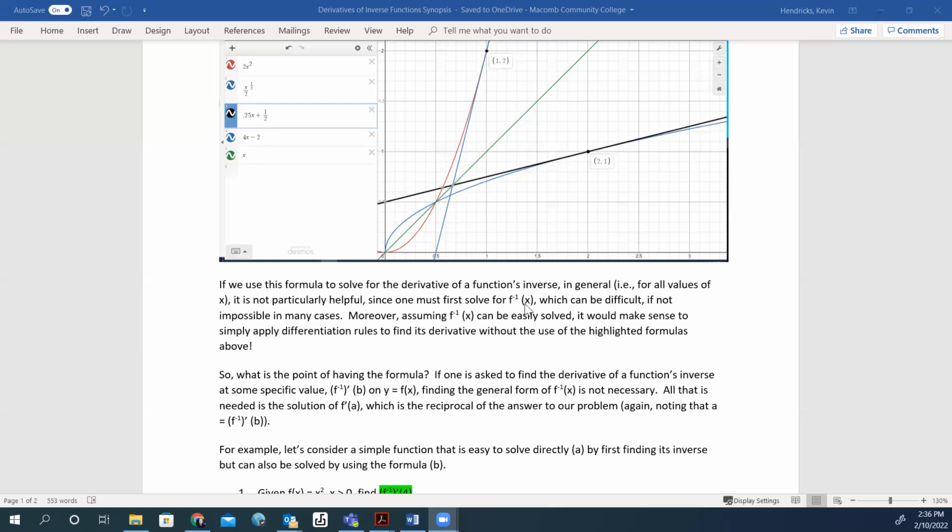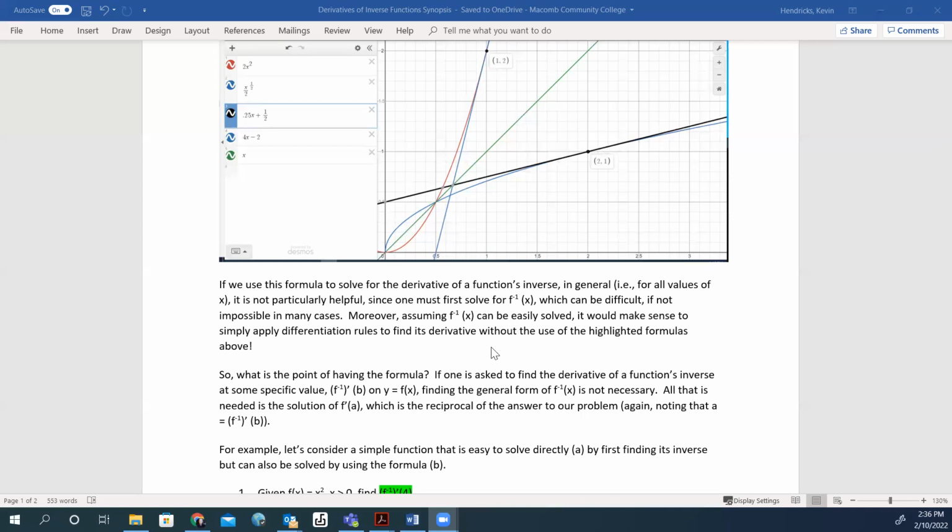We looked at a couple of examples this morning where it's very difficult to isolate y when we're trying to find a function's inverse. Moreover, even if I can solve it, why wouldn't I just then take the derivative of f inverse? So we're not going to use this formula very often to find the general derivative of an inverse function.